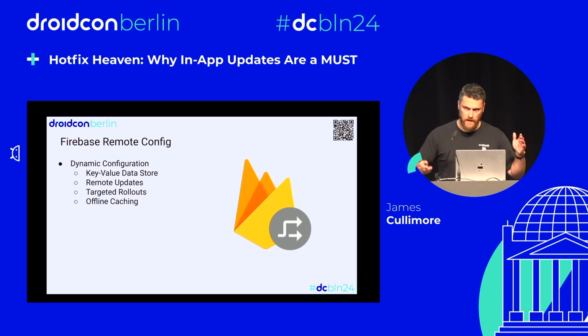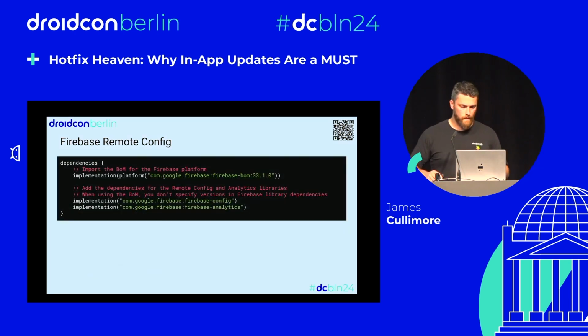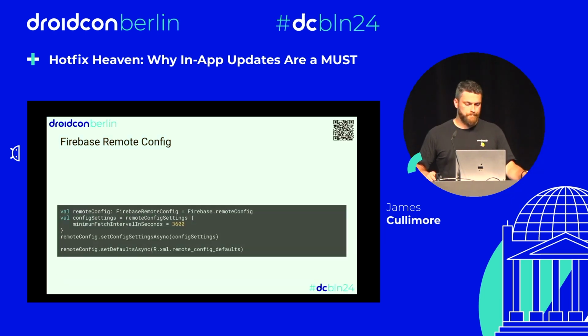So we can use it in slight A/B testing as well, or only target our updates or remote configs for specific users. And it also offers offline caching. So it's ideal for us. So if you're going to add it in, if you're using other services from Firebase, which I imagine you would be, we can use a bill of materials, which simplifies everything else afterwards, and simply add in our Firebase config.